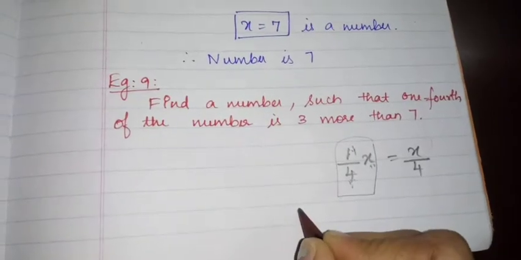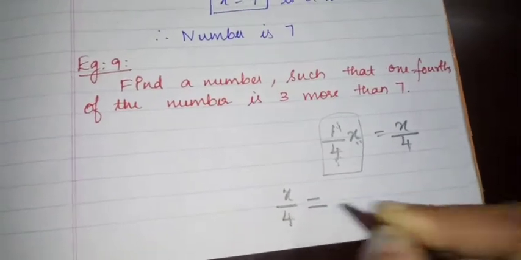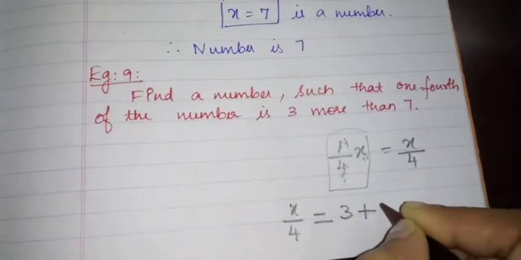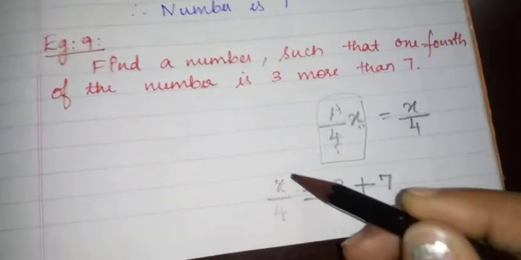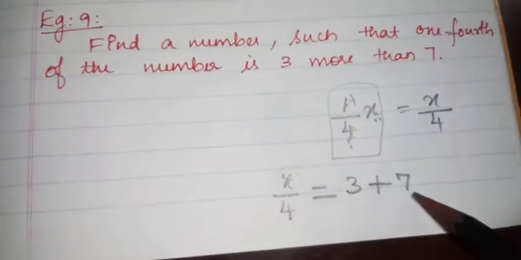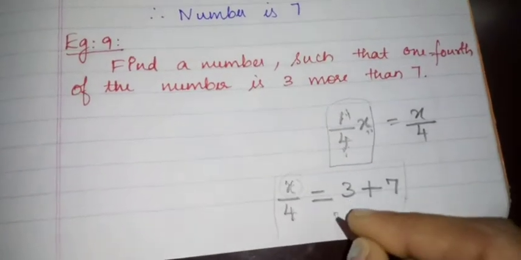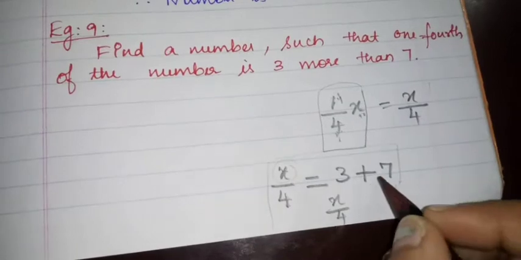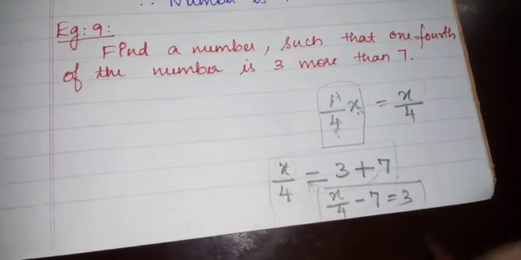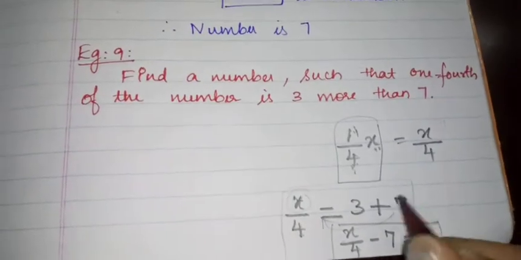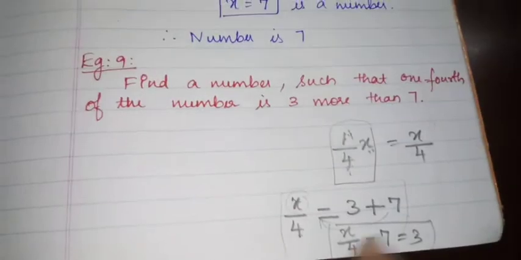They are asking 1/4 of a number is 3 more than 7. So what they are saying, children, 1/4 of a number x is 3 more than 7. So this is your equation, or you can write the equation like this: x by 4 plus 7 goes that side, becomes minus 7, equal to 3. This is how you can write the equation. You can write like this also, no problem. Okay, we are going to find that number x.